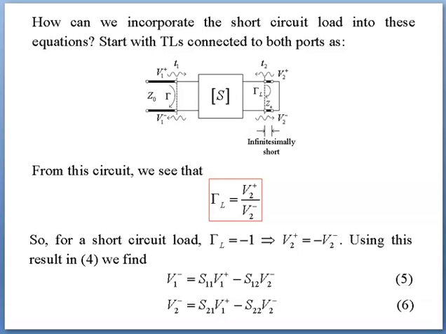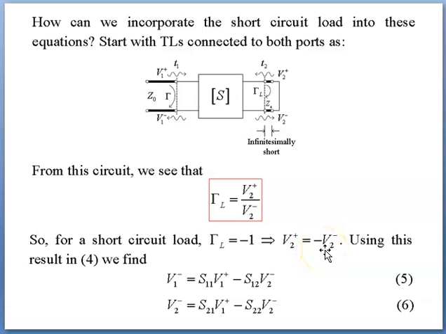So how can we incorporate the short circuit load into this equation? Remember the two conditions that we have earlier. You have to make port 2 a short circuit. So here you have a short circuit at port 2. From this circuit we see that the reflection of the load is equal to V2 plus over V2 minus. So your reflection coefficient for a short circuit would be equal to -1, meaning that your V2 plus is equal to minus V2 minus.